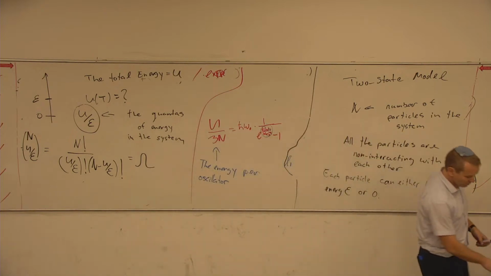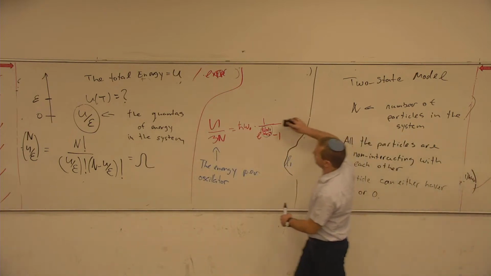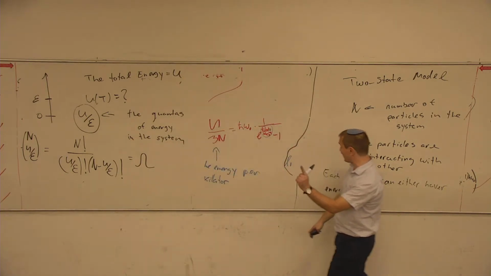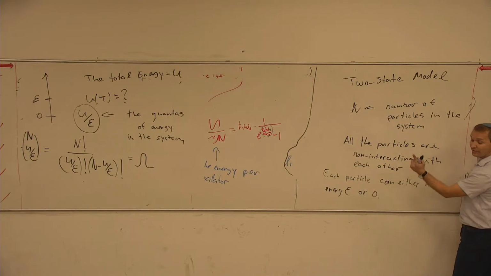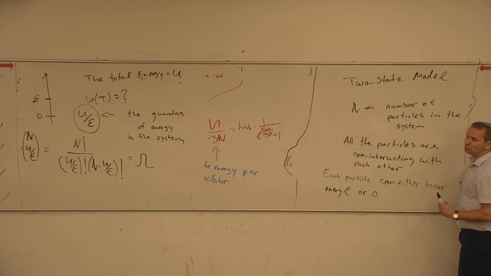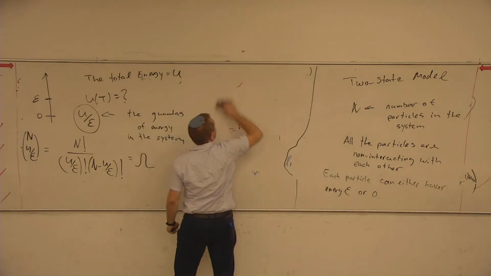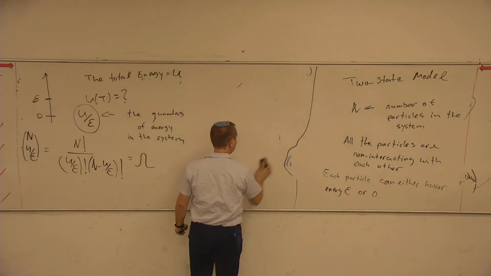What do we do from now? Yes, each particle is a two-state system, either epsilon or 0. So the particles that we choose, we excite. The particles that we do not choose, we do not excite, and they have 0 energy.